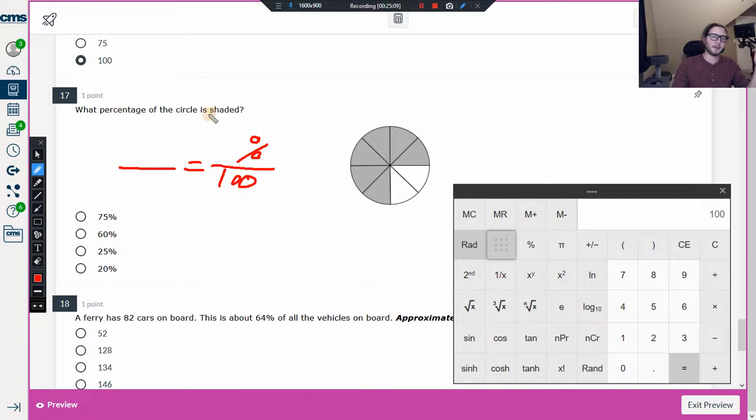The part, meaning the circle part that is shaded, includes 1, 2, 3, 4, 5, 6. 6 parts of this are shaded, and that's out of a total of 1, 2, 3, 4, 5, 6, 7, 8. So 8 parts are the total, and 6 of them are shaded. So we just throw this into our proportion. 6 out of 8 equals a percent out of 100. We do 6 times 100 and then divide by 8 to give us my answer, 75%.